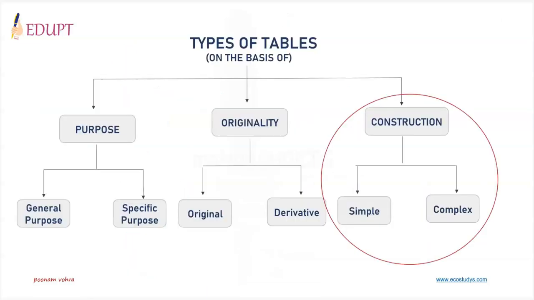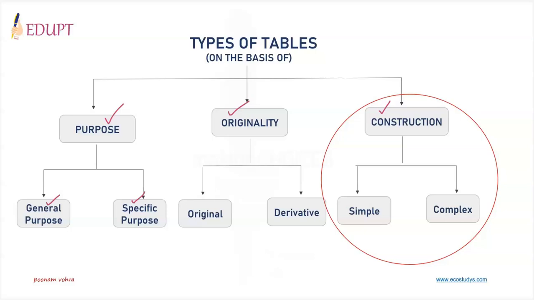Now let us understand the types of tables. Tables can be classified on the basis of purpose, originality, and construction. On the basis of purpose, the tables can be of two types: general purpose tables and specific purpose tables. General purpose tables provide information that is of general use and can be used for different purposes. These types of tables are used for reference, and these are usually given in the appendices and are used by those researchers who need additional information on any particular issue. For example, data published by government agencies is in detail and is meant only for reference.